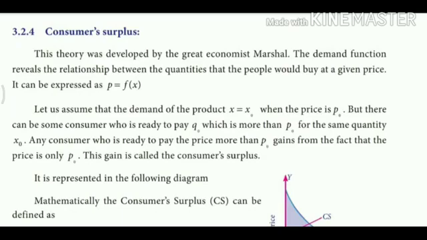So if the price is increased to 8, then also he is purchasing. So the difference between these two things implies here consumer surplus. For the same quantity of X0, he is ready to pay more than that. So any consumer who is ready to pay the price more than P gains from the fact that the price is only P0. This gain is called consumer surplus. It is denoted in the diagram.